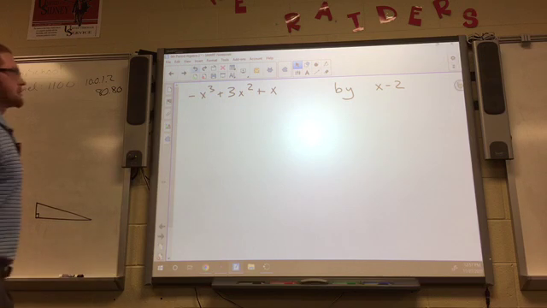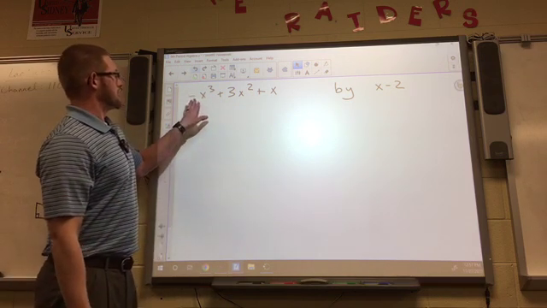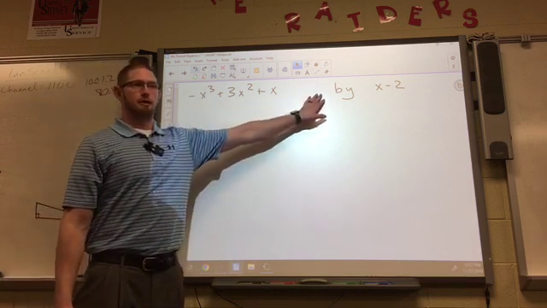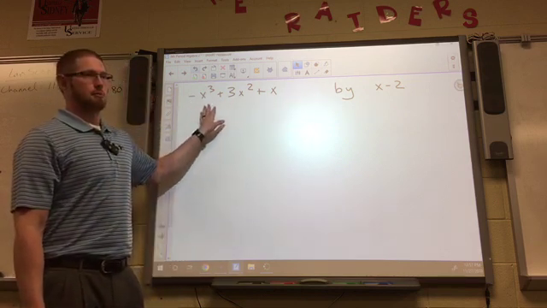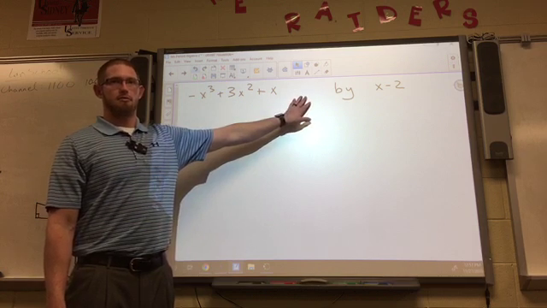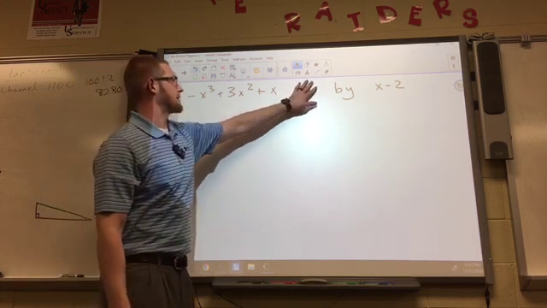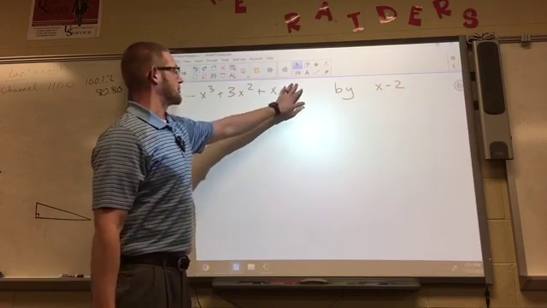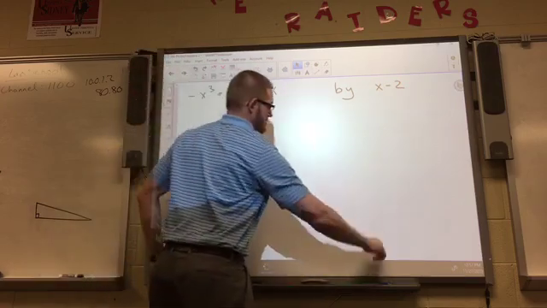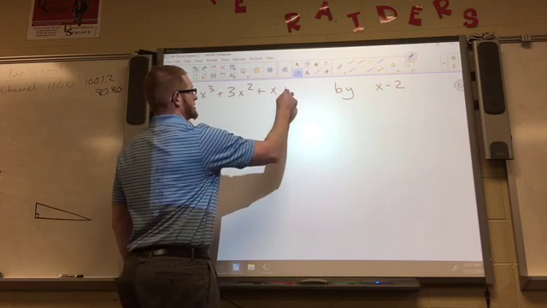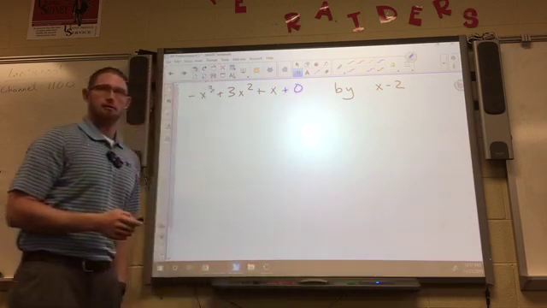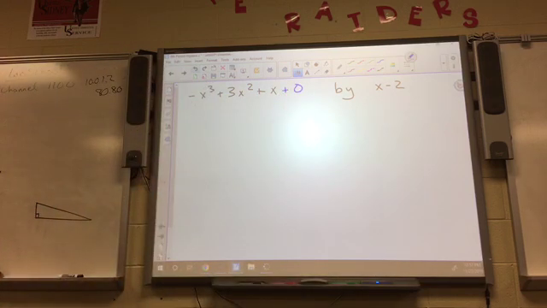Now, just like we did yesterday, if you're missing something, you need to fill it in with a 0. Am I missing something here? Yes, 0, the x to the 0 power. I'm missing my whole number, or my coefficient with x to the 0. So I could write this as plus 0, correct? You're going to want to make sure you do those things.